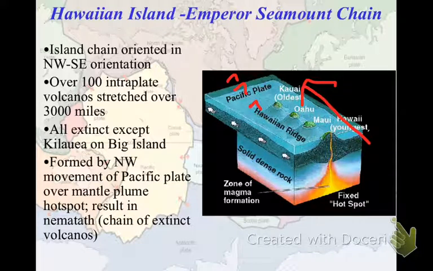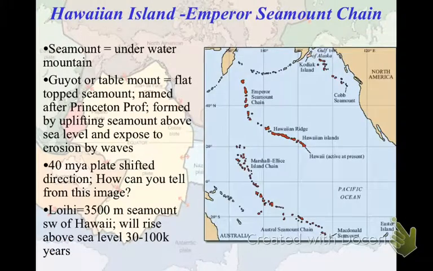Oh, and a word you need to know. This chain of extinct volcanoes, the Emperor Seamount chain, the correct term for that is a nematath. And we'll talk about this more in class, and how you can get plate movement direction. So the seamount is an underwater volcano. They may be extinct, but they don't come up above the water surface. If they do, we call them an island.